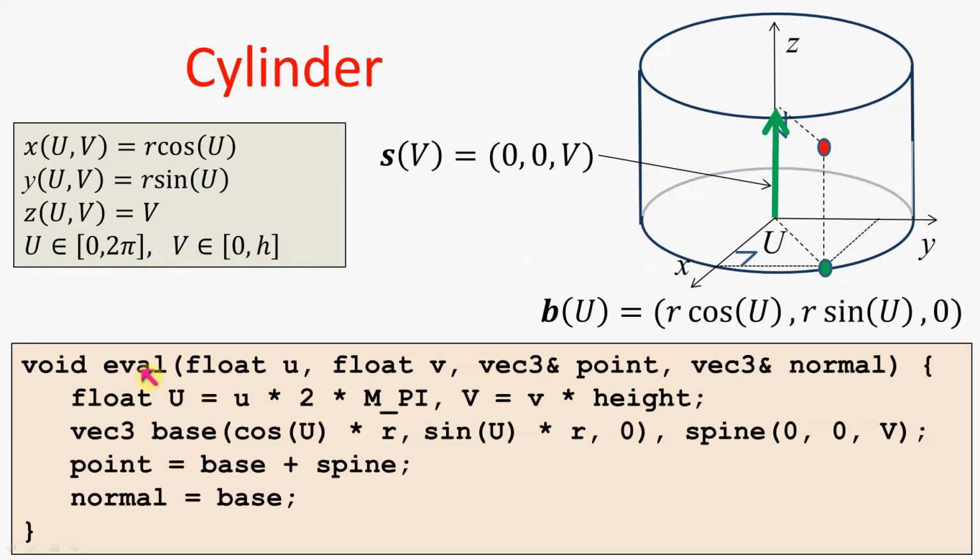Let us see the evaluation function. It gets the normalized uv and scales these normalized uv parameters up to the real range of the parameters that are denoted by uppercase U and V. The point corresponding to U and V are expressed in the profile curve, also called base curve, and on the spine curve. Then the two vectors are added.